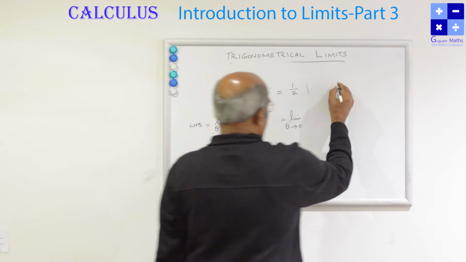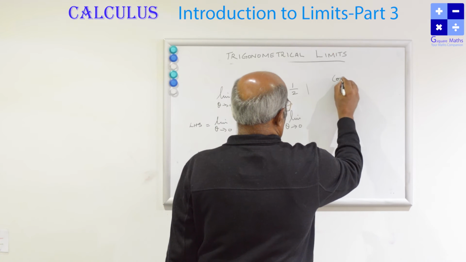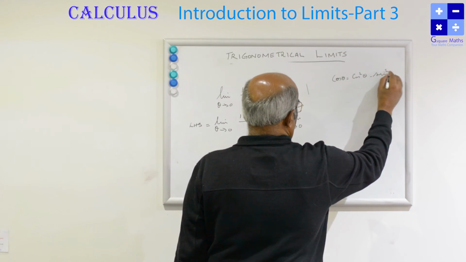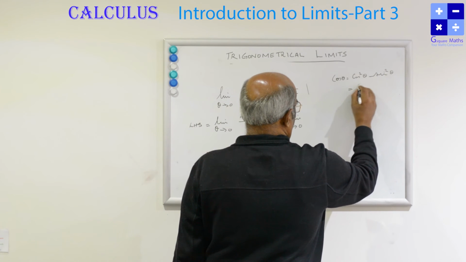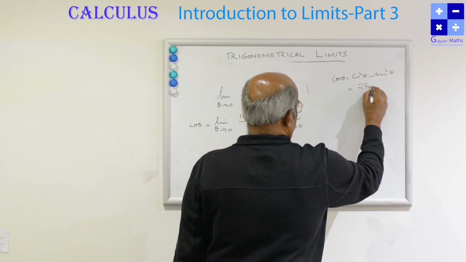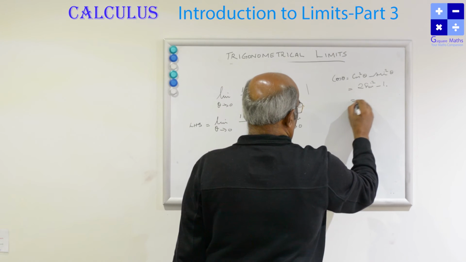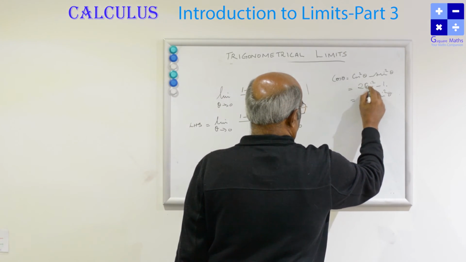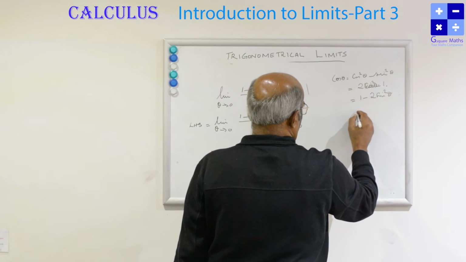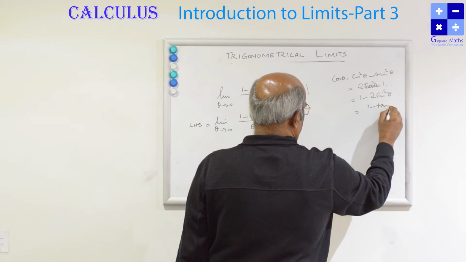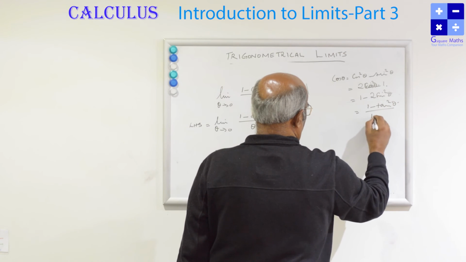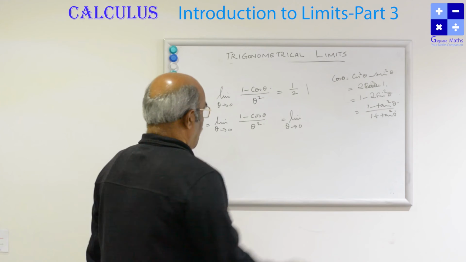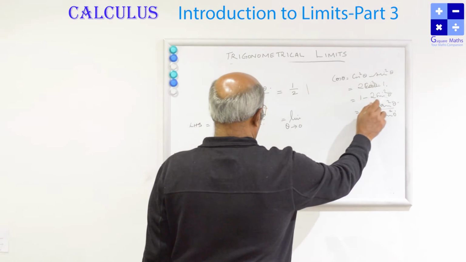We know the cos formula. Cos theta is equal to cos square theta minus sin square theta, or 2 cos square theta minus 1, or 1 minus 2 sin square theta, or (1 minus tan square theta) by (1 plus tan square theta). We have 4 formulas for this. So cos theta is equal to 1 minus 2 sin square theta.